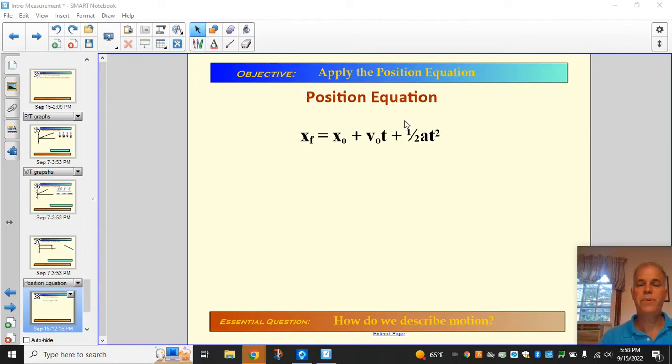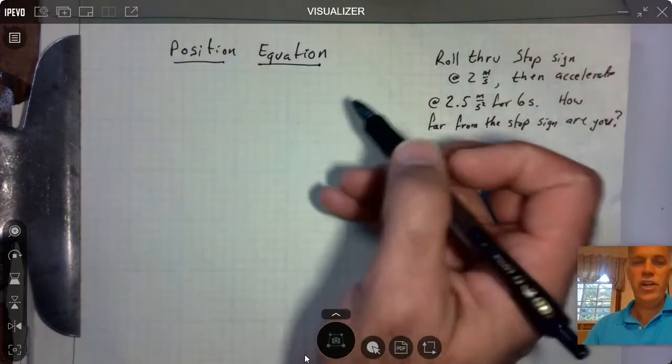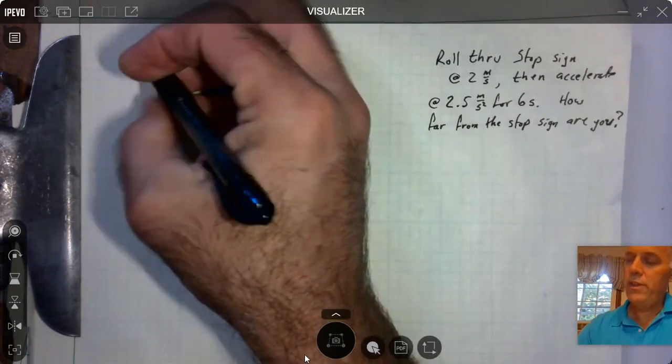Okay, that brings us to the position equation, which looks like kind of a beast, but it's really not that bad once you get used to it and understand what all the parts mean. Let's go back over to the clipboard so I can walk you through it. So this is the position equation. It is on the AP gouge, and I'm going to show you how it looks on the AP gouge.